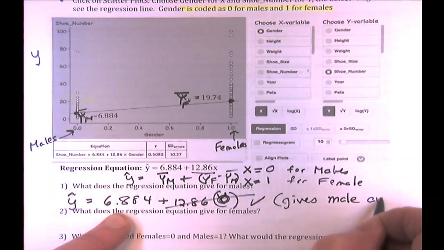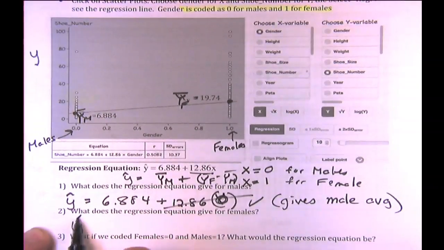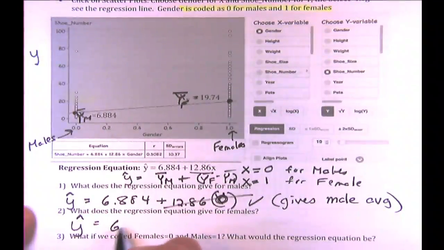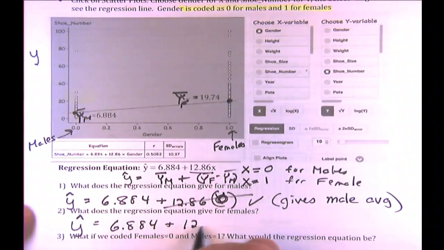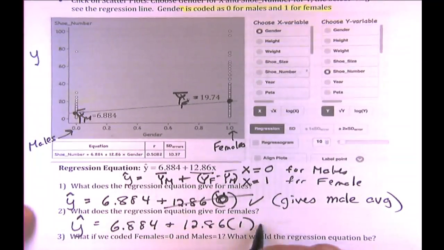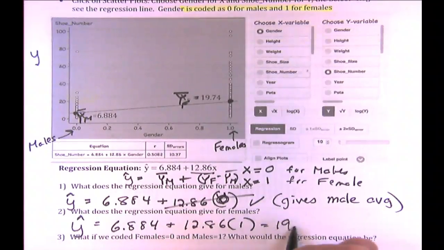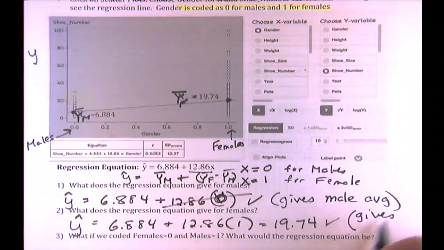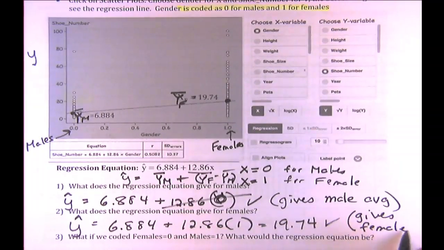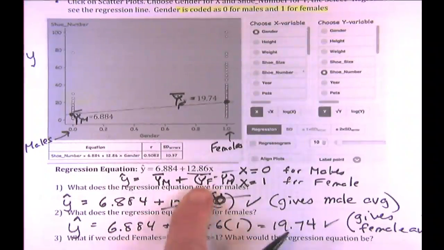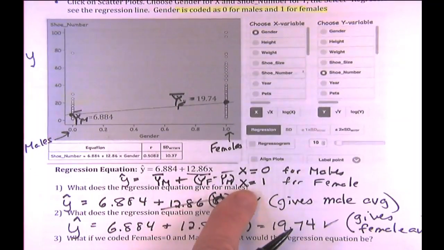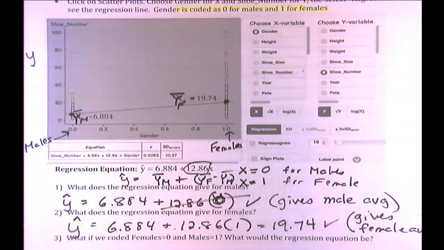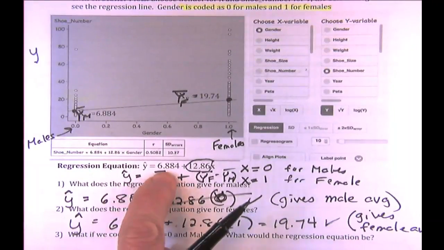The male average number of shoes. Now, how about when you're a female? What does this equation give? So that's 6.884 plus 12.86 times what? 1. And that adds up to 19.74. Does that check out? Yes. It gives the female average. This is hard to read. I'm really sorry. This right here is the difference between the male and the female average. And this right here is just the male average.